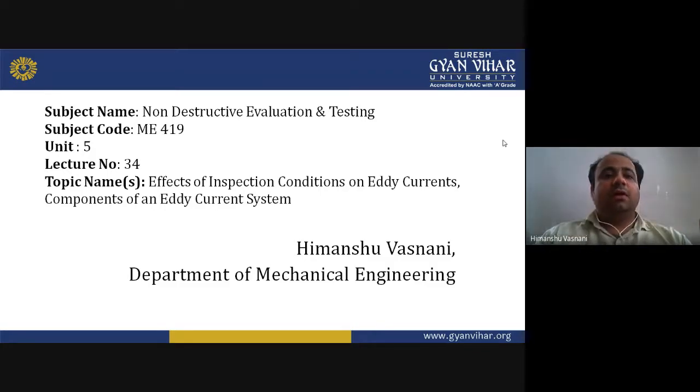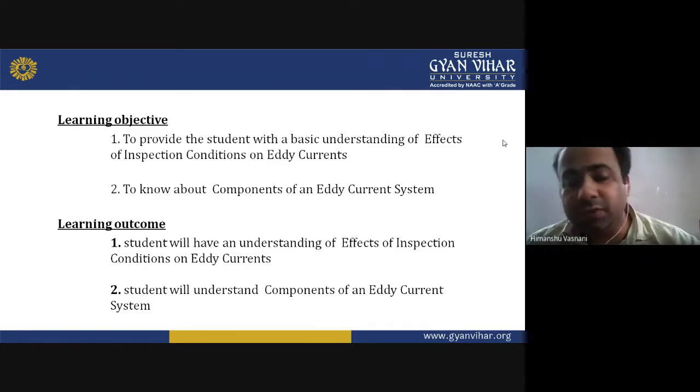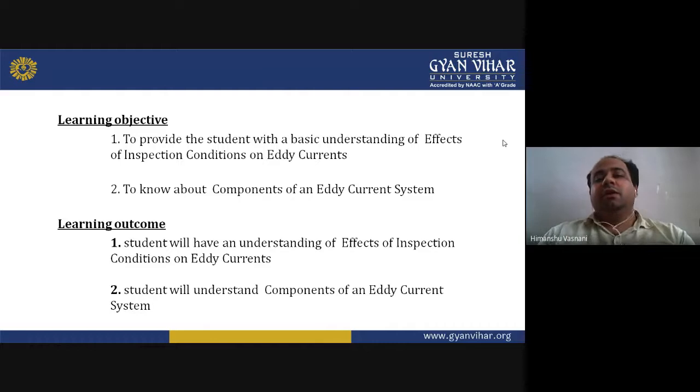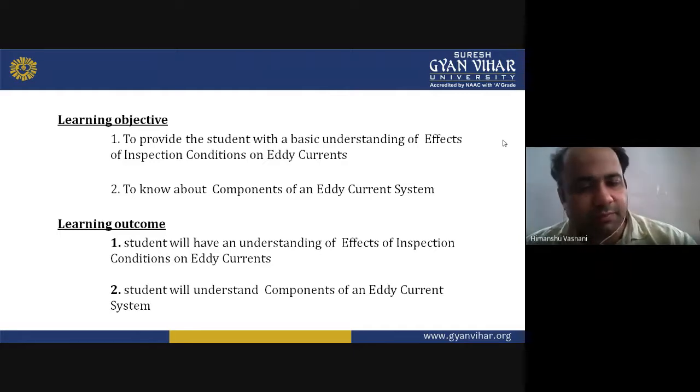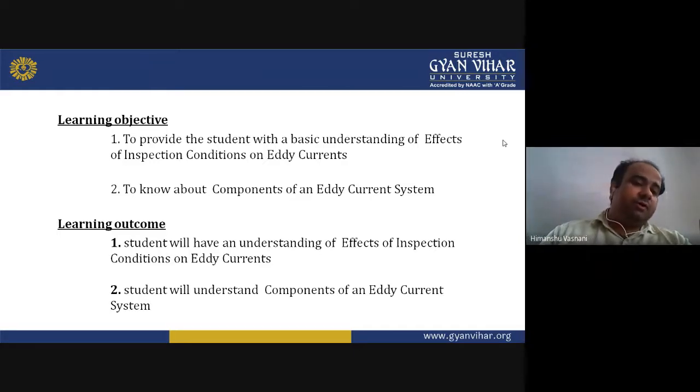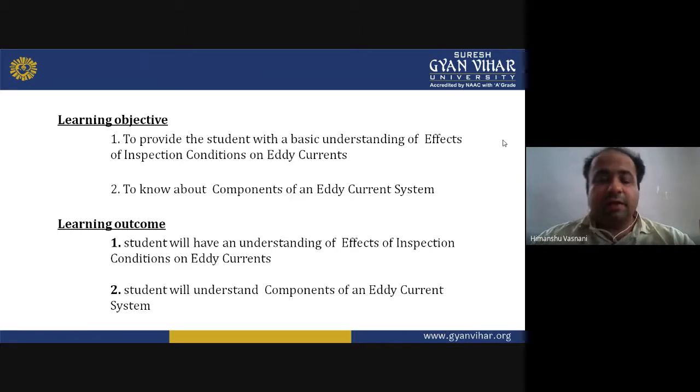The topics covered today are the effects of inspection conditions on eddy currents and the components of an eddy current system. The learning objective for today's lecture is to provide the students with a basic understanding of the effects of inspection conditions on eddy currents and to know about the components of an eddy current system. After the lecture, students will have an understanding of these effects and will understand the components of an eddy current system.